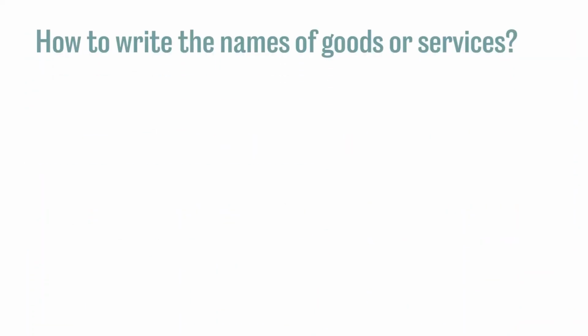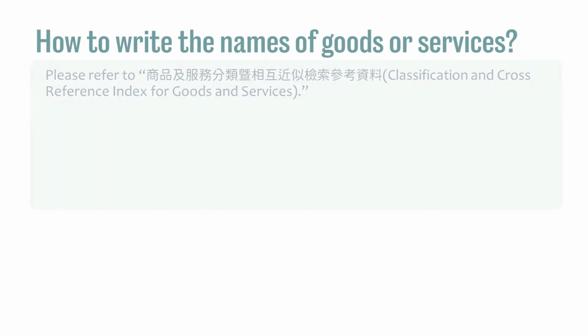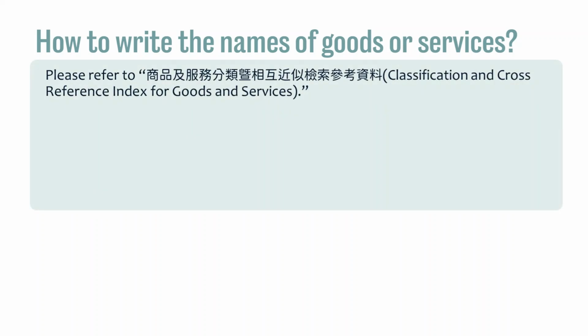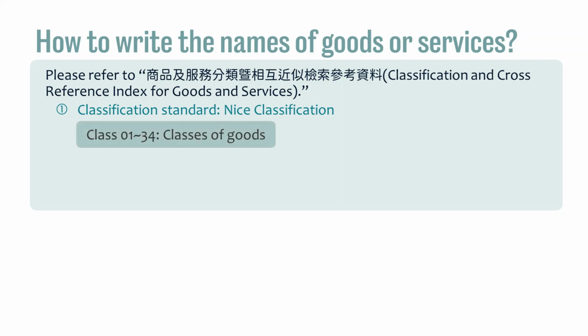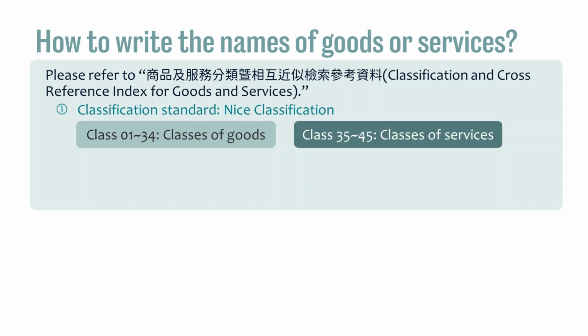Next, when writing the names of goods or services, please refer to the classification and cross-reference index for goods and services. The goods and services are classified on the basis of the NIS classification, which consists of 45 classes. Class number 1 to class number 34 are the classes of goods, and class number 35 to class number 45 are the classes of services. By harmonizing the classification, the designation of goods and services for trademark application would be facilitated.